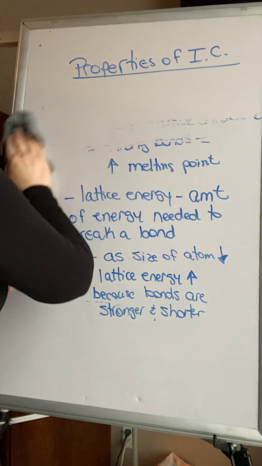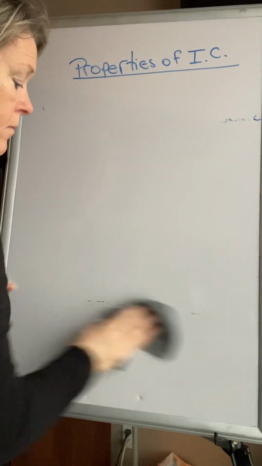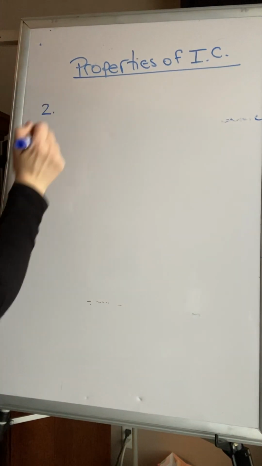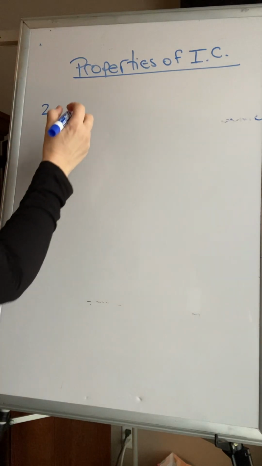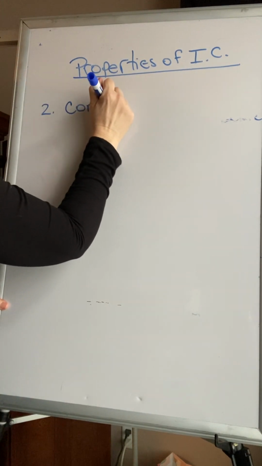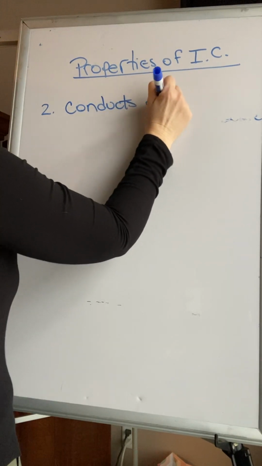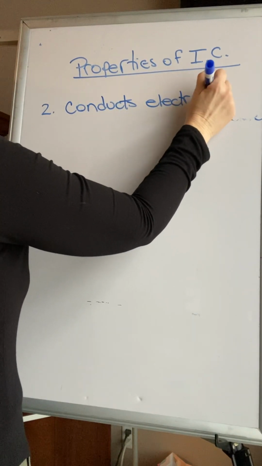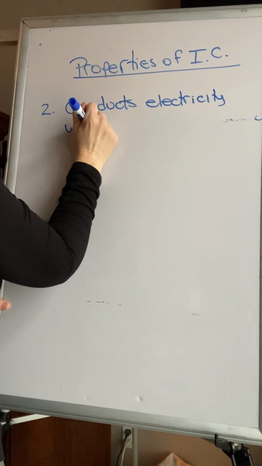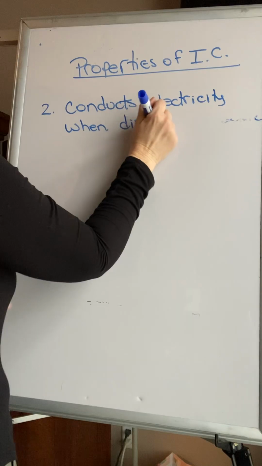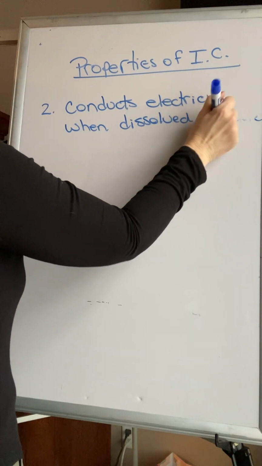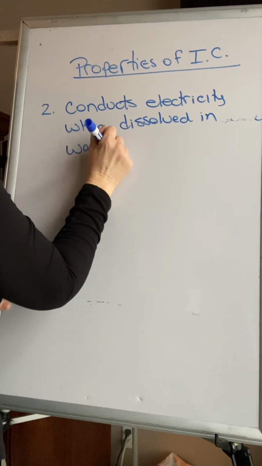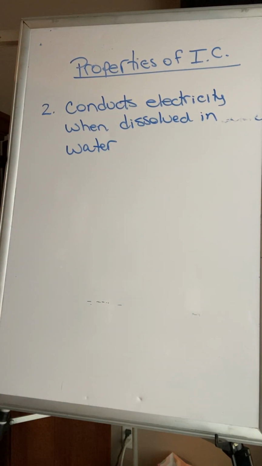Okay, we're going to look at one more property today. Another property that you wrote down that day that we had NTI and we haven't talked about yet is that ionic compounds will conduct electricity when they're dissolved in water. So we're going to say conducts electricity when dissolved in water. And only when dissolved in water. They will not do this when they're solids.